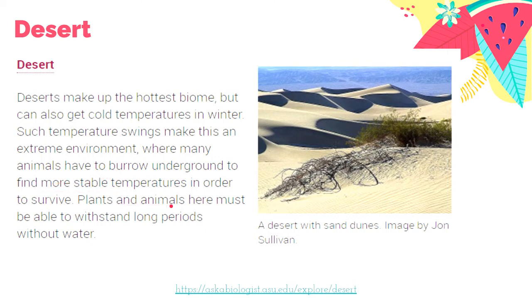And plants and animals must have the ability to withstand long periods of time without water. And plants mostly have great adaptations that allow them to prevent evaporation of water from their bodies. And some animals tend to become less active during daytime, and they become more active at night when it is cooler, and that's the time they perform their hunting and looking for prey.